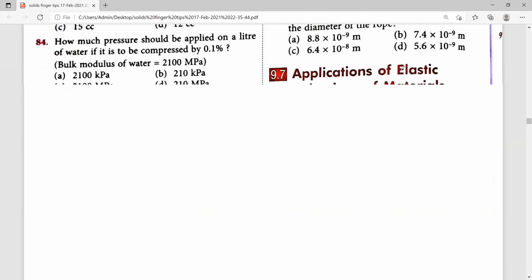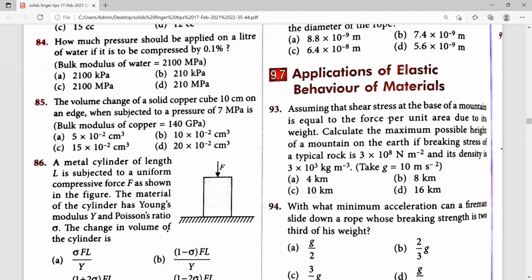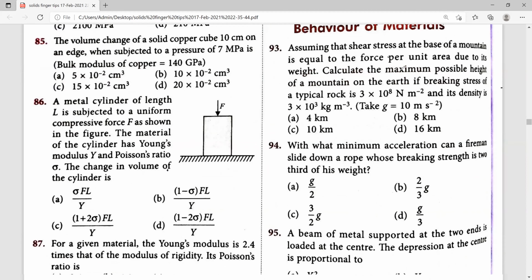Next, 93rd one. Assuming that shear stress at the base of the mountain is equal to the force per unit area due to its weight, calculate the maximum possible height of a mountain on the earth. If breaking stress of a typical rock is 3 into 10 to the power of 8 Newton per meter square, and density is 3 into 10 to the power of 3 kg per meter cube. So 93rd one, it is based on the application part. You can guess the answer.